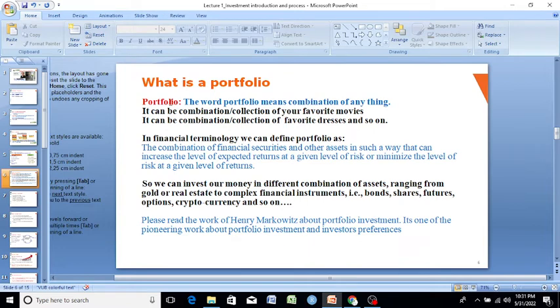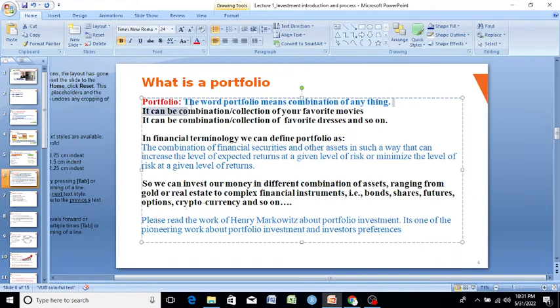The word portfolio means a combination of anything. This is normally a general meaning, and in general terminology we can say that a portfolio is the combination of anything. It can be the combination or collection of your favorite movies, it can be the combination of your favorite dresses, and so on. So normally whenever we have some collection, we call it a portfolio.